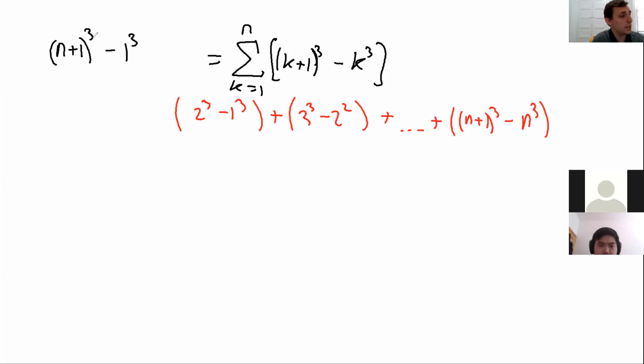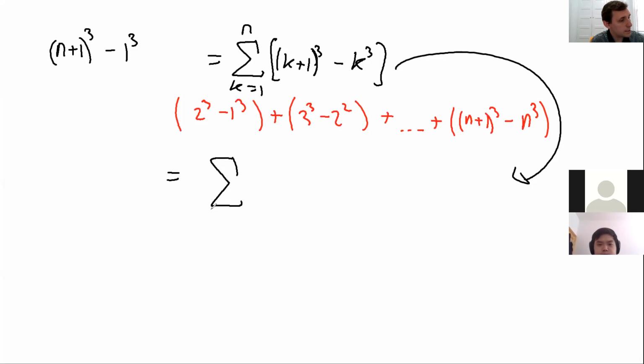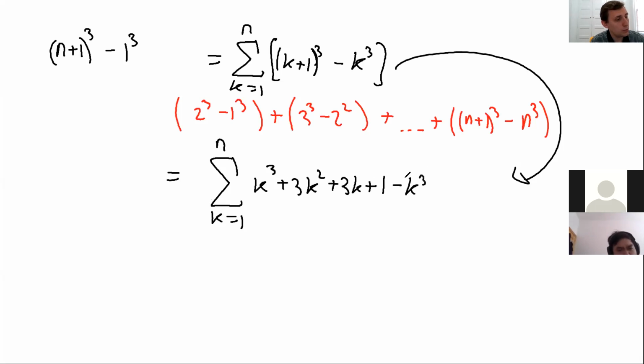Now what next? Next I look at this summation. I'll keep it. Now the other thing I can do: let's say that this is also equal to the sum from k=1 to n, where I expand and simplify inside. How do you expand (k+1) cubed? It's k cubed plus 3k squared plus 3k plus 1 minus k cubed. You agree? This is what happens if I expand the cube. And what do I have left? The k cubes are actually cancelled.